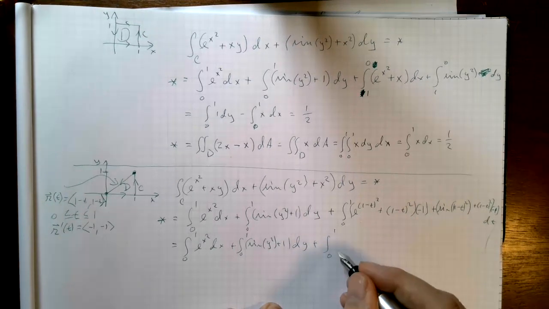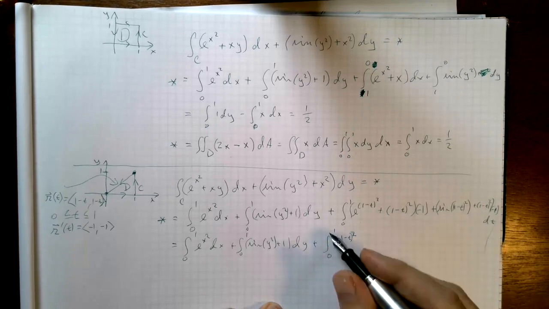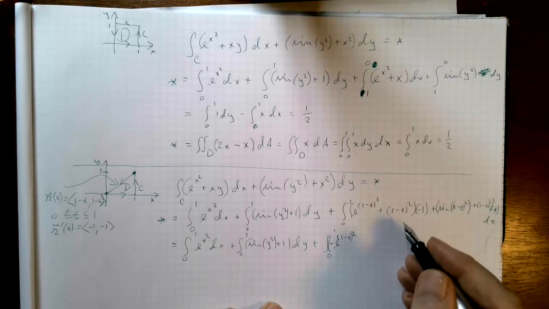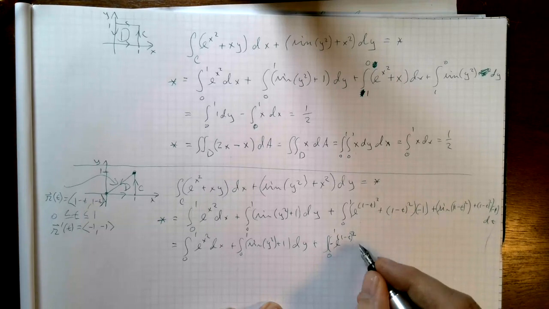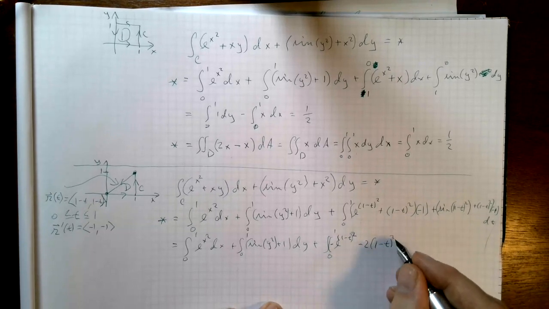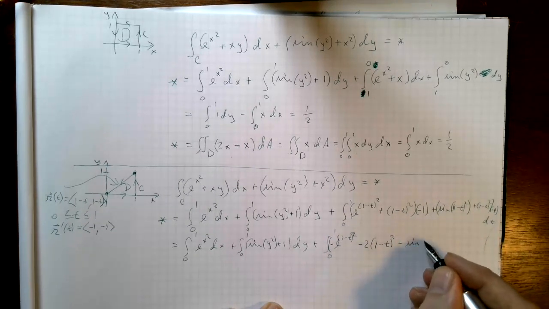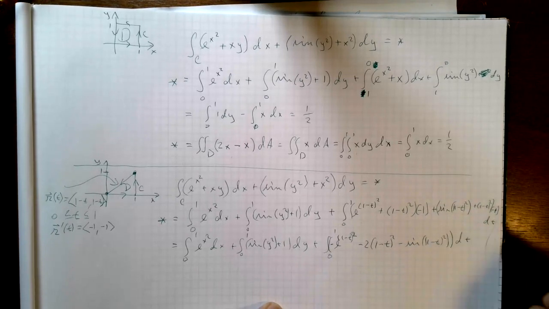So I have either 1 minus t squared, and this is all going to come with a minus sign, and then these guys are twice, so minus 2. That guy is not a problem, I could deal with that, and then I have a minus sign of 1 minus t squared, this whole thing dt.